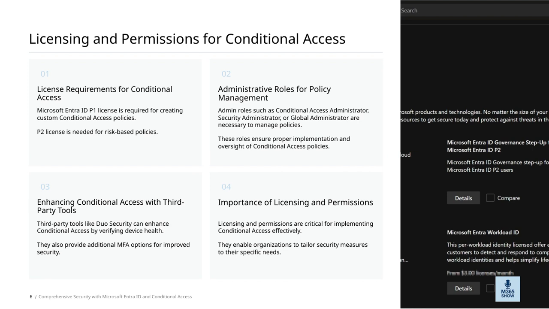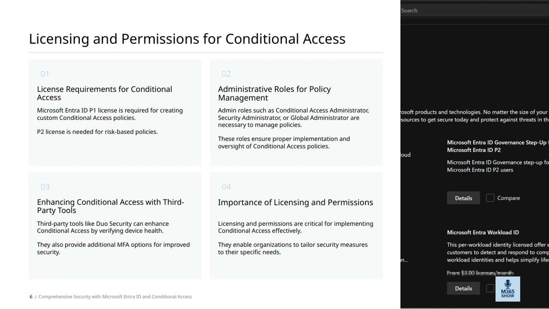Moving on, managing conditional access policies requires specific administrative roles. Roles such as Conditional Access Administrator, Security Administrator, or Global Administrator are crucial because they give the right level of oversight and control. Proper role assignment ensures policies are implemented correctly and managed securely. Lastly, let's touch on licensing requirements. To create custom conditional access policies, you need at least a Microsoft Entra ID P1 license.